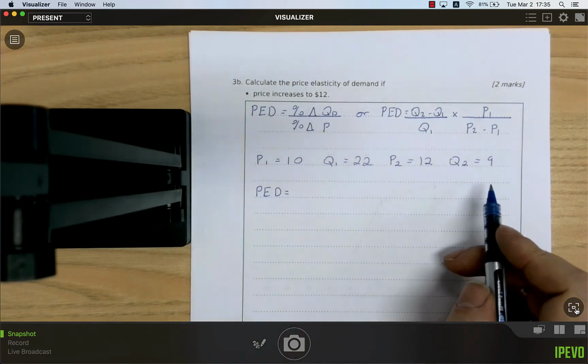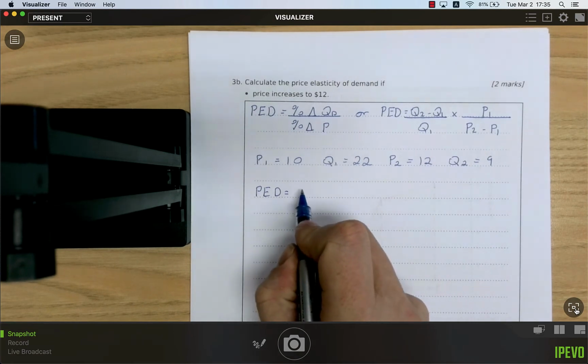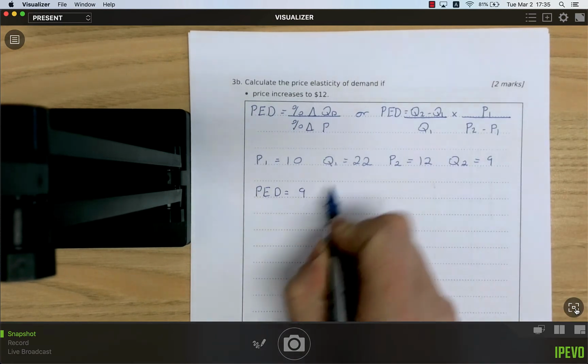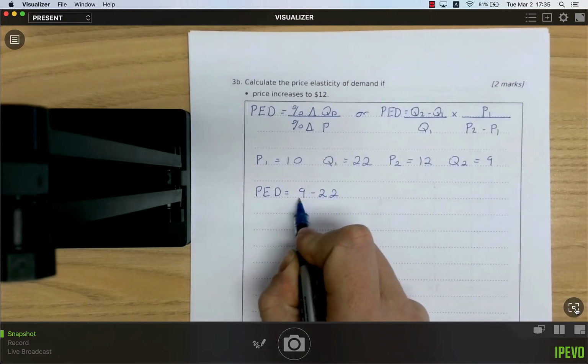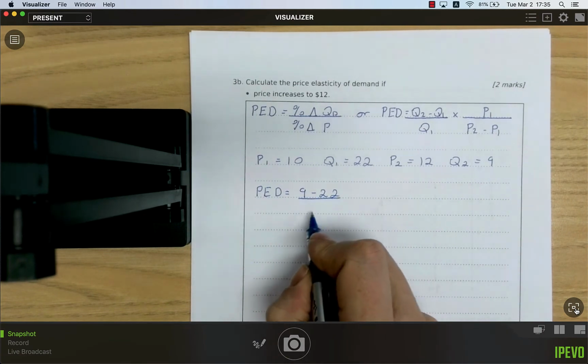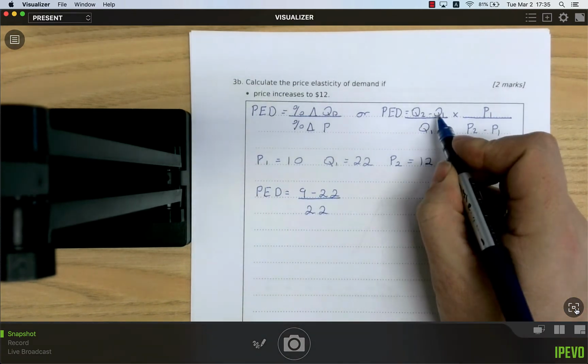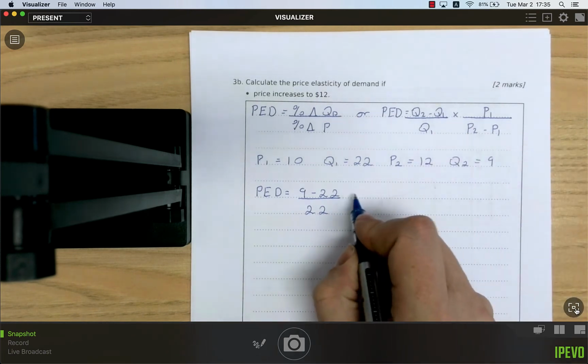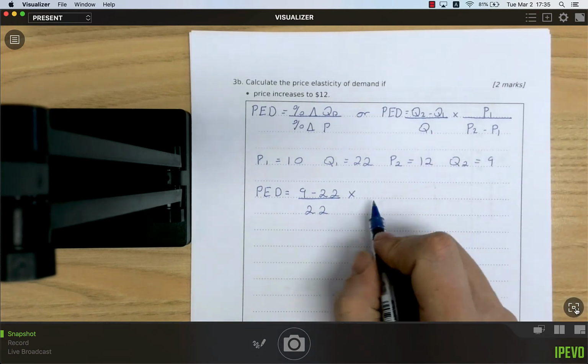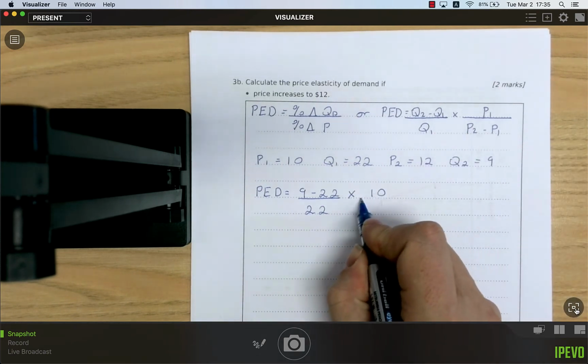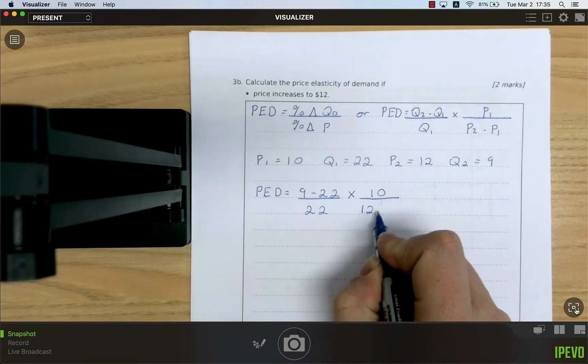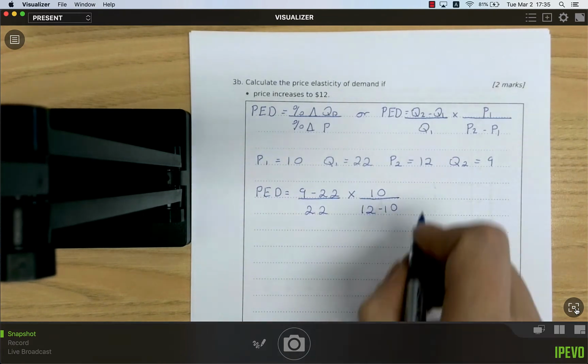Okay, Q2 minus Q1, which is 9, minus Q1, which is 22, divided by Q1, which is 22. All of this I'm just doing here, guys, from this formula there. Multiplied by P1, which is 10, over P2, which is 12, minus P1, which is 10. Okay, well, let's tidy up each of these fractions first.